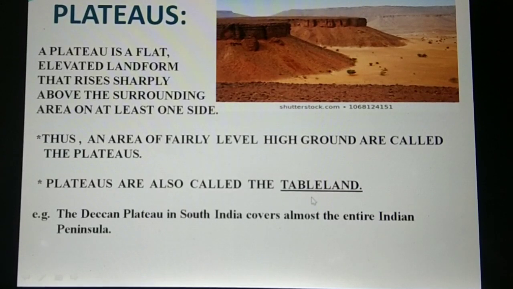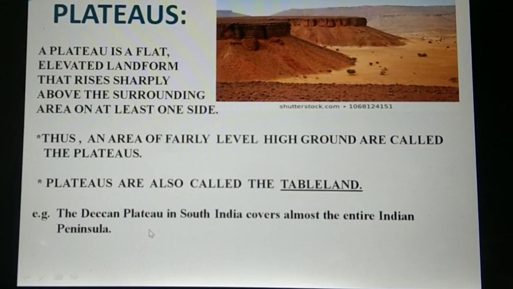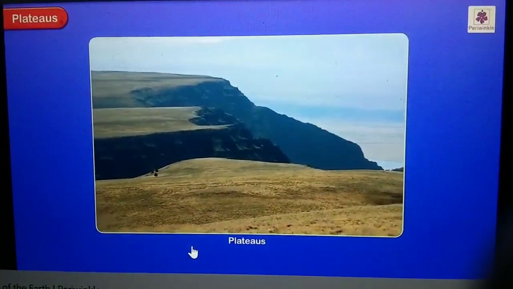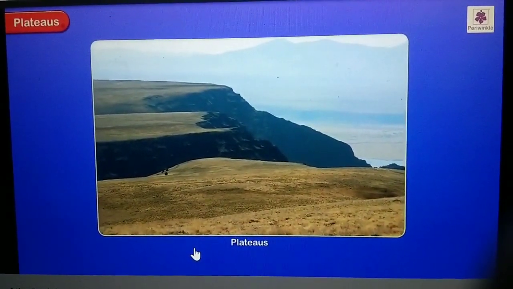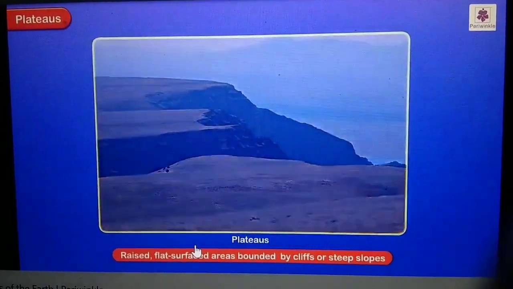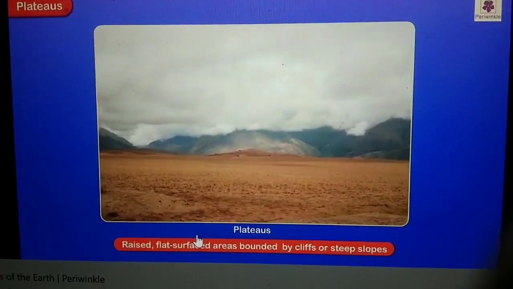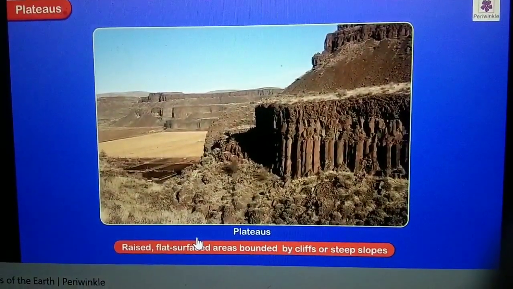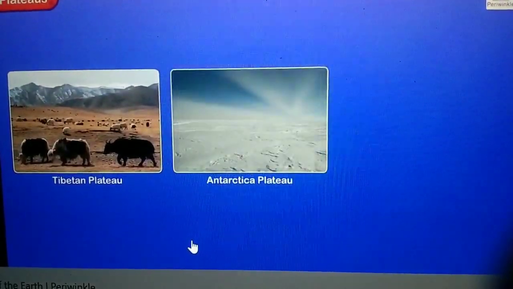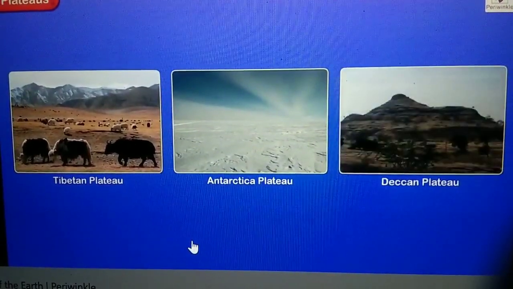The other name of plateau is tableland. The examples of plateaus are the Deccan Plateau in South India, which covers almost the entire Indian peninsula. Fairly leveled highland areas among steep slopes of surrounding hills. These are raised, flat-surfaced areas bounded on one or more sides by cliffs or steep slopes. Some plateaus are the Tibetan Plateau, the Antarctica Plateau, and the Deccan Plateau of India.